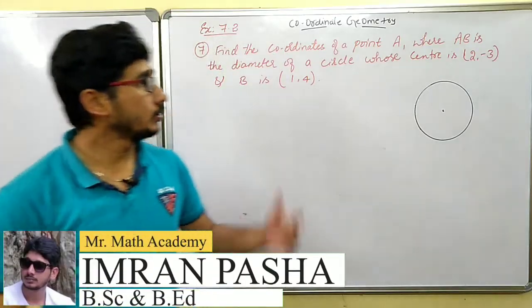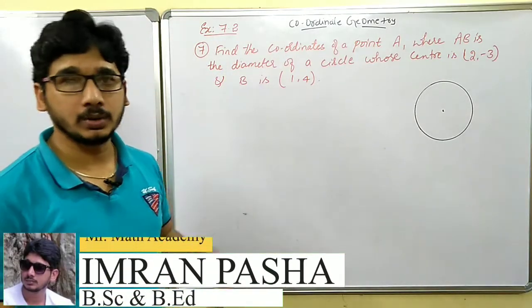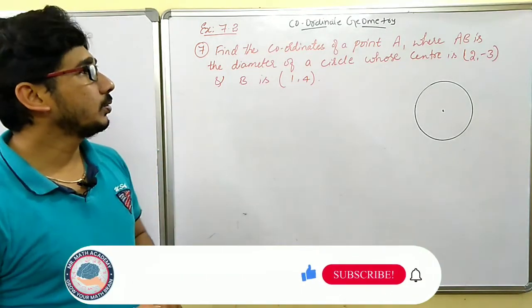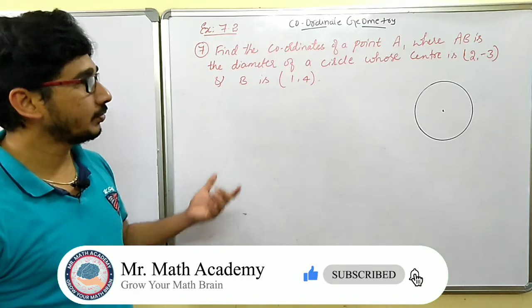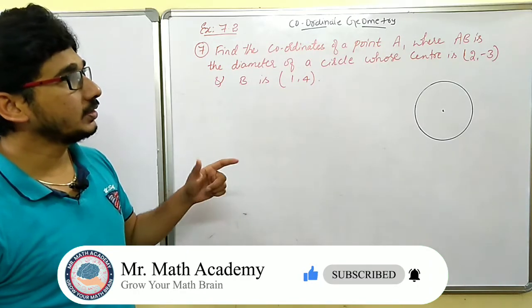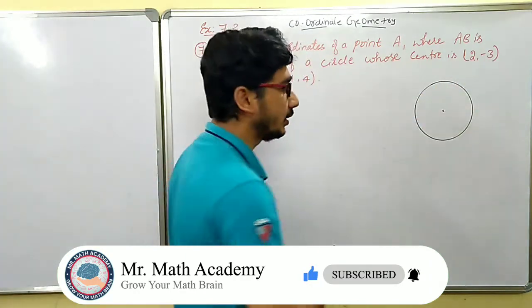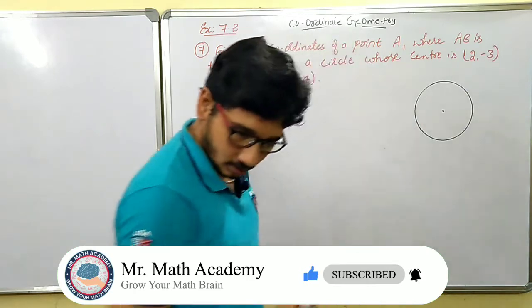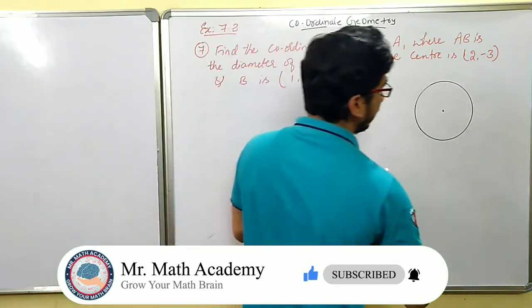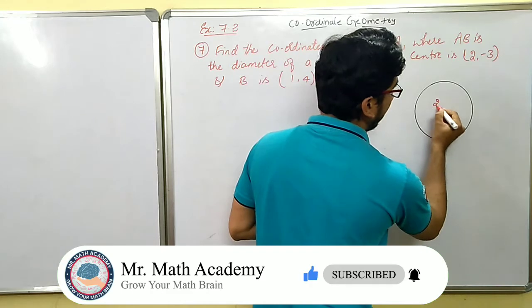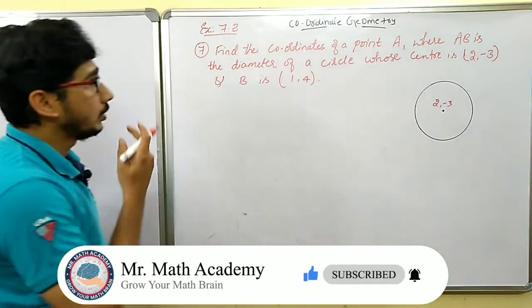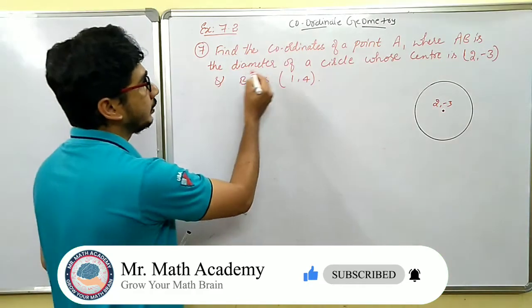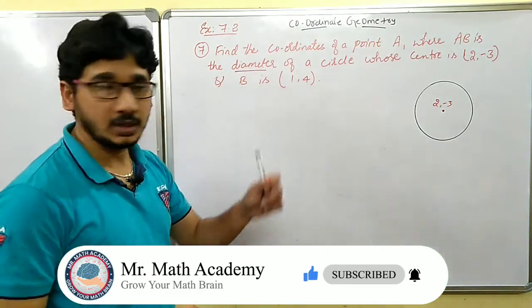Hello students, welcome to Mr. Math Academy. So in this chapter, let us go for question number 7. Find the coordinates of a point A, where AB is a diameter of a circle whose center is this point. They are giving the center as a point, that is 2, minus 3. This is the center point they have given. AB is a diameter.